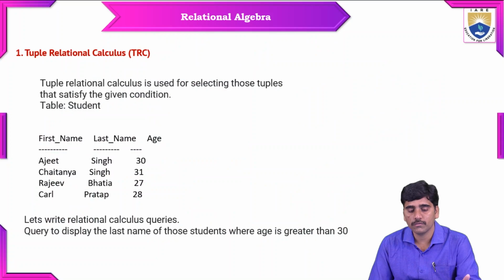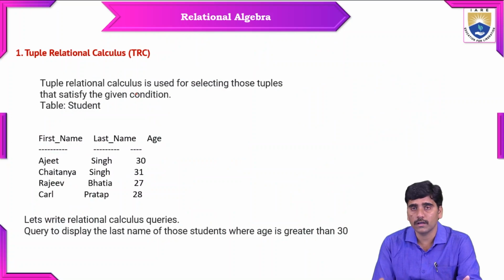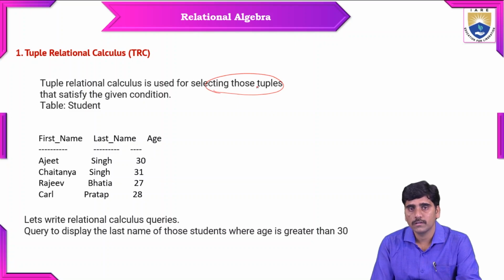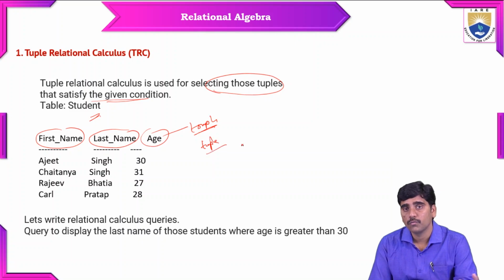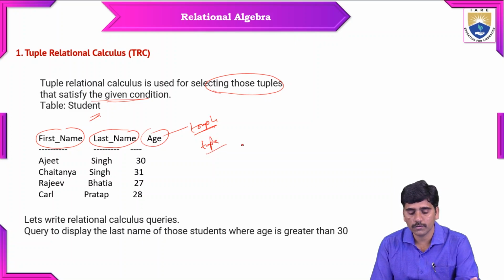So here, this is what we are going to see. Tuple relational calculus is used for what? Selecting those tuples that satisfy the given condition. The example here is a student. The first name is one tuple, last name is one tuple, and the age is also one tuple. Based on these tuples, we can retrieve the data.